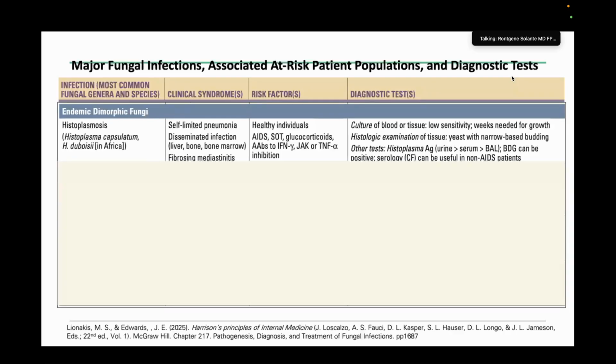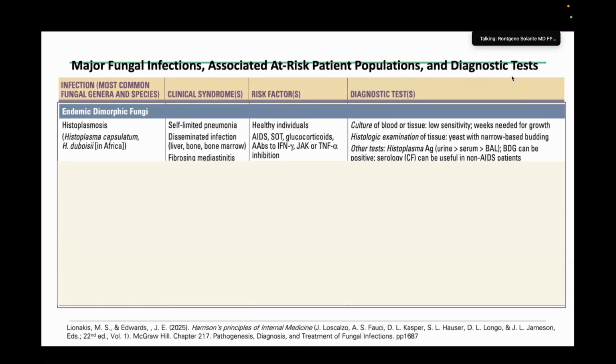Okay, so histoplasmosis usually can infect the lungs. Okay, but in those patients who have HIV, patients post solid organ transplant recipients on immunosuppressive agents, they can also present with a disseminated infection.